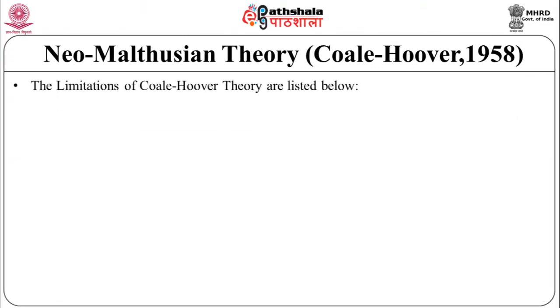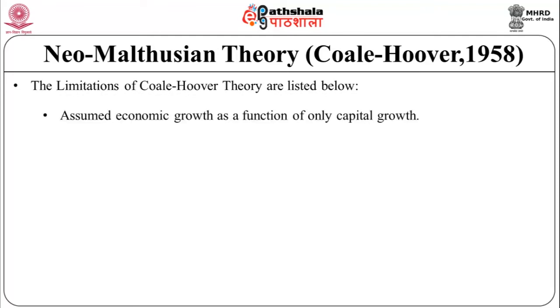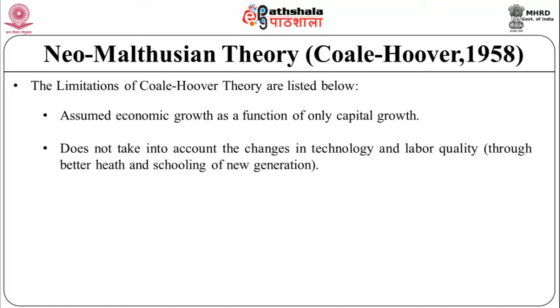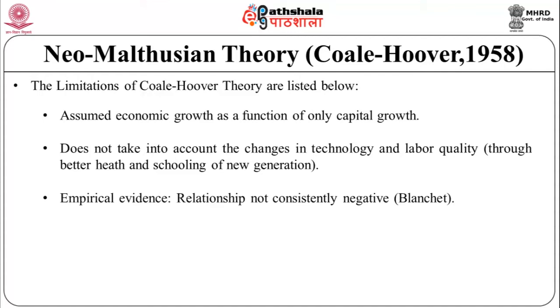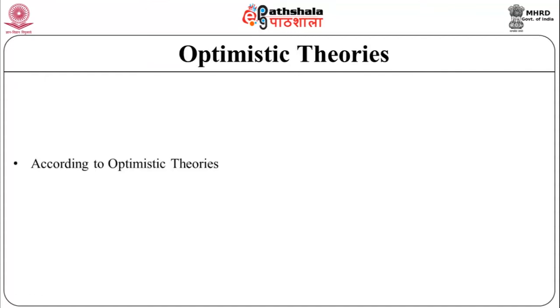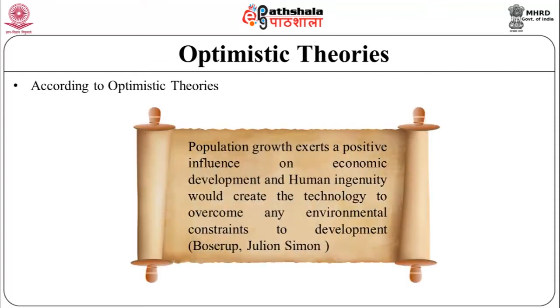Well, the limitations of Hoover theory were that it assumed economic growth as a function of only capital growth. It does not take into account the changes in technology and labor quality through better health and schooling of the new child generation, and the relationships were not consistently negative. Now, according to optimistic theories, population growth exerts a positive influence on economic development, and human ingenuity would create the technology to overcome any environmental constraints to development.